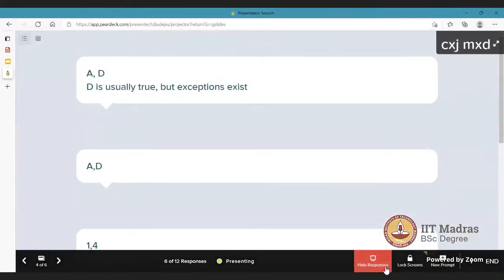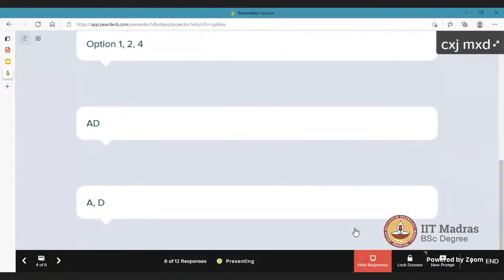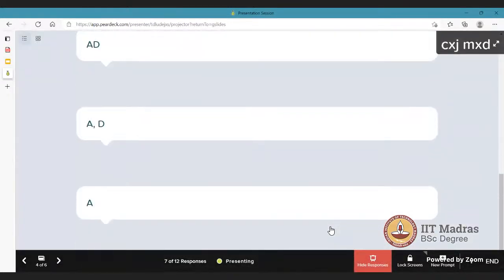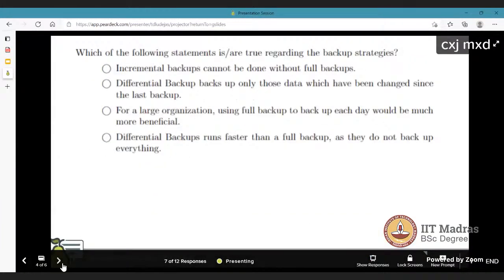Okay, you all have corrected your answers. No issues. Okay, any doubt in this question? Anyone? Okay, so we can head to the next question.